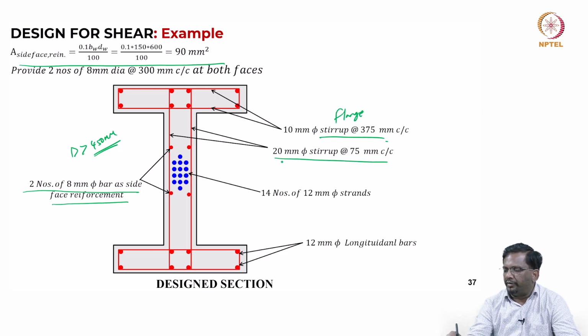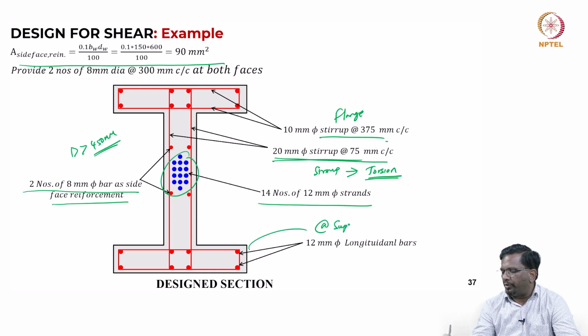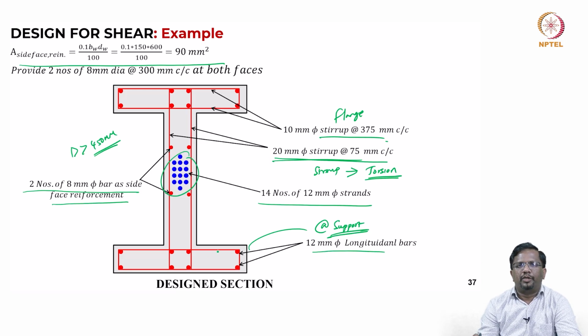This is a very large diameter 2 leg stirrup, because you have torsion. And strand for flexure 14 numbers, because this is at support. So this is a location at support. So you have 12 mm diameter longitudinal bar again to hold the stirrup. So this is the final designed section, for the overall section.